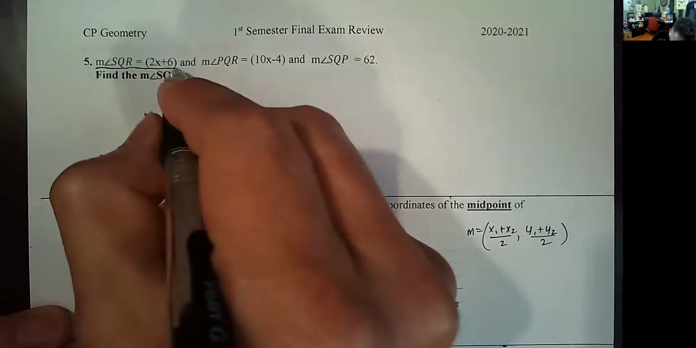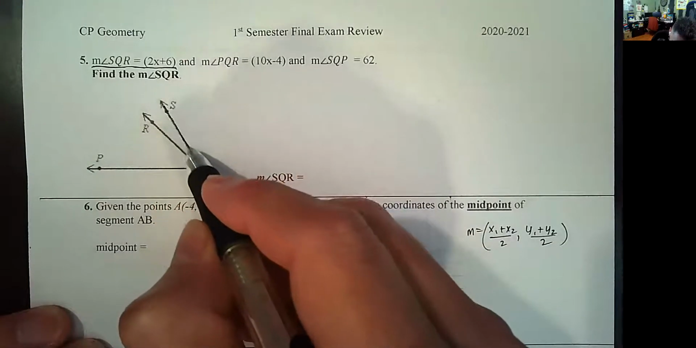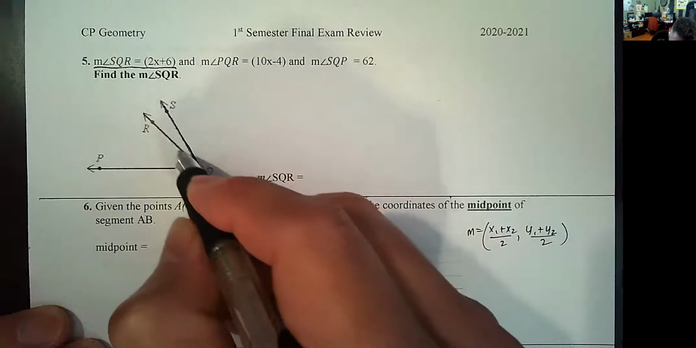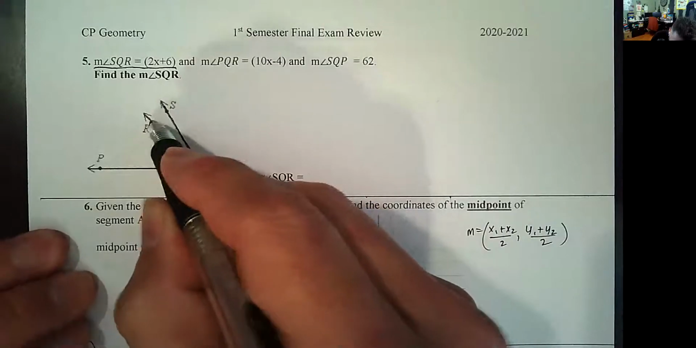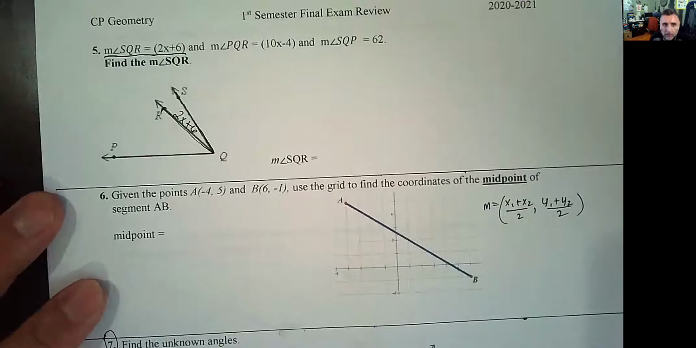The measure of angle SQR is 2x plus 6. And SQR is this angle in here. There's S, Q, and R, right? So I know that. Let me just turn it real quick. It's 2x plus 6, so I just put it inside where the angle goes.